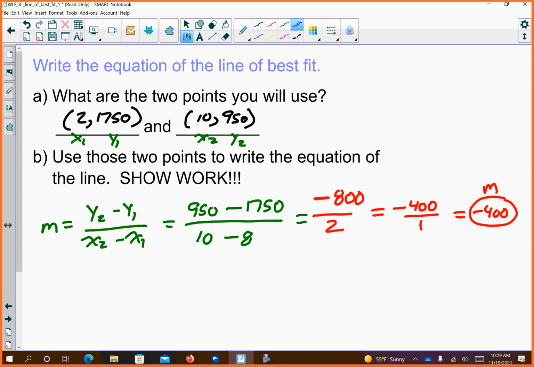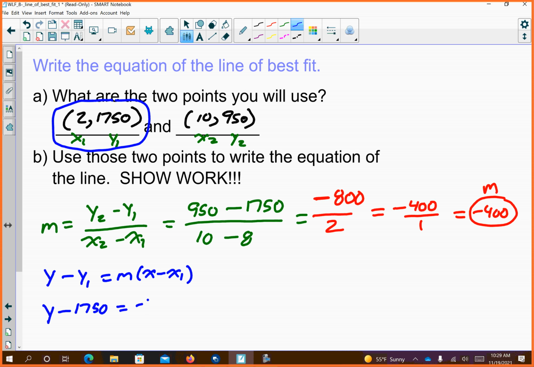All right, let's continue with our line of best fit. So then I'm going to use point slope, which is this equation. Because we already labeled this x1 and y1, I'm going to go ahead and use that again. So I'm going to get y minus 1750. Notice it was a positive 1750. When I plugged it in, it is a subtraction sign. The slope we already found is negative 400. And then we labeled x1 2, so that's going to become a minus 2. Notice the positive 2 becomes a negative 2. Yeah?